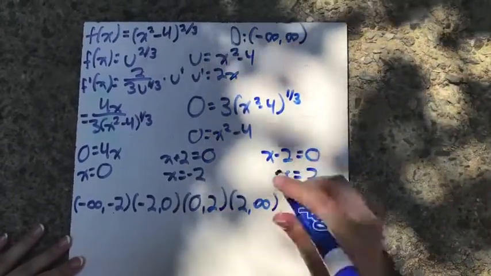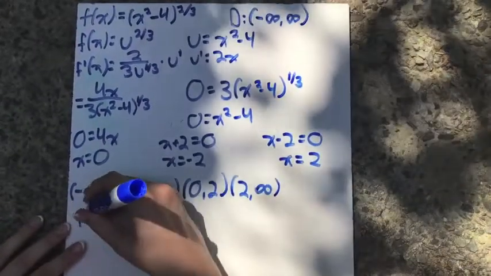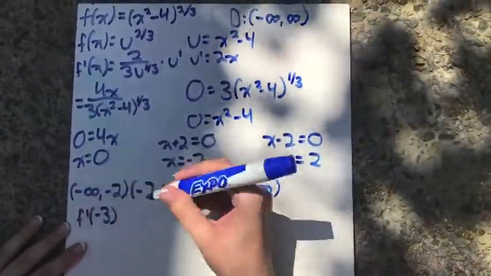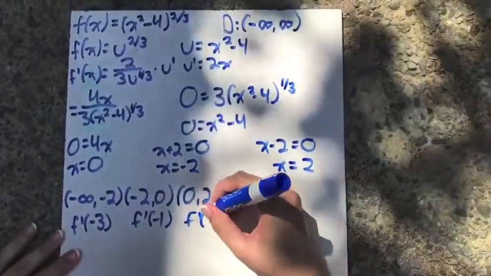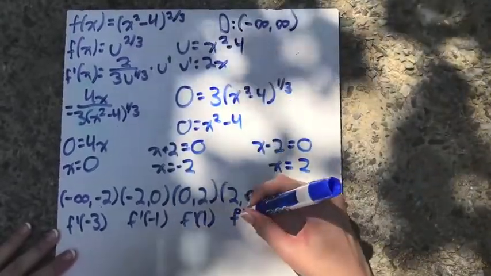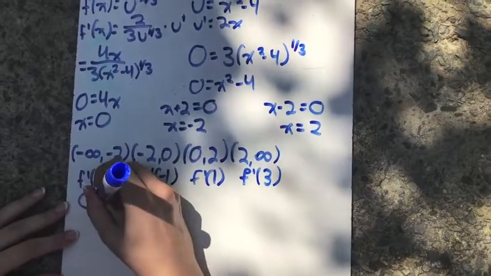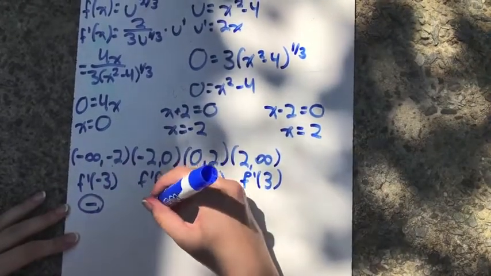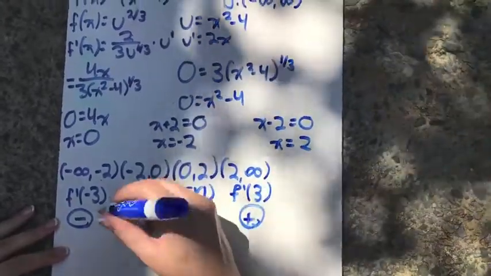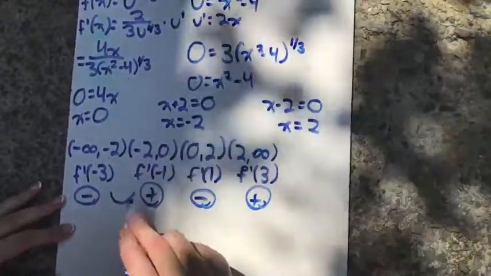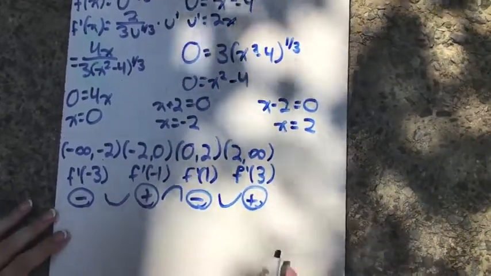Then you're going to pick a point within each of these intervals to plug into your first derivative. So for this, f prime of negative 3, this one f prime of negative 1, f prime of 1, and f prime of 3. Plug these in, this will end up giving you a negative value. This one a positive, negative, positive. So you'll have a minimum here, positive, negative to positive, maximum, and another minimum.